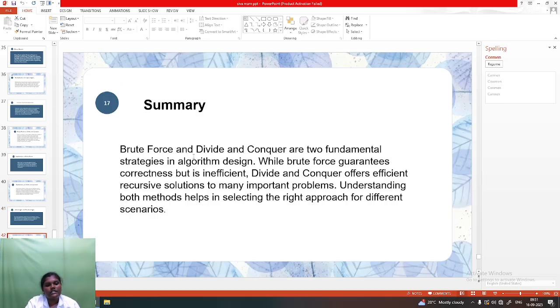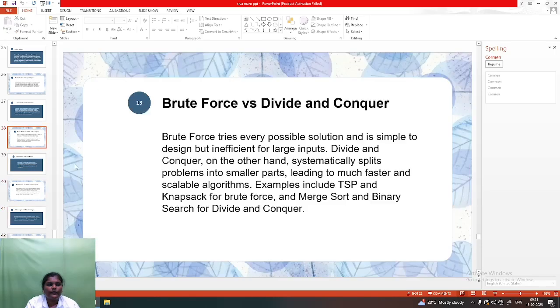Summary: brute force and divide and conquer are two fundamental strategies in algorithm design. Brute force guarantees correctness but is inefficient, while divide and conquer offers efficiency, providing solutions to many important problems. Understanding both methods helps in selecting the right approach for the problem.